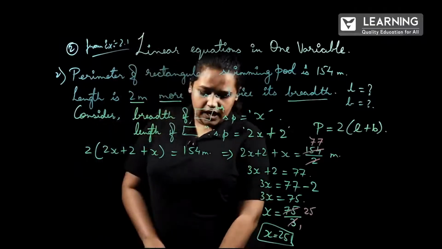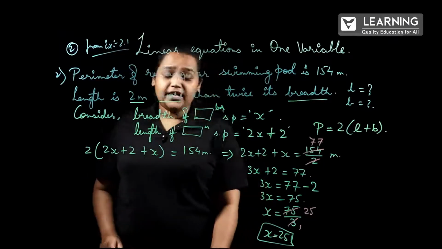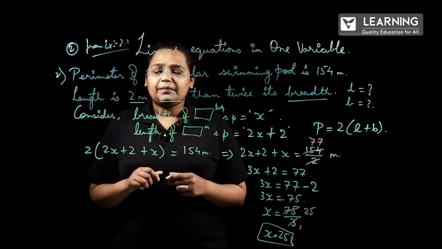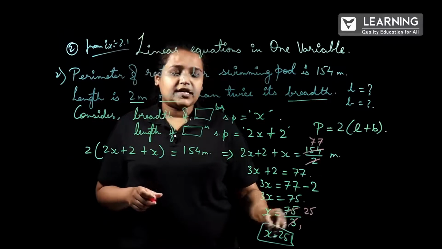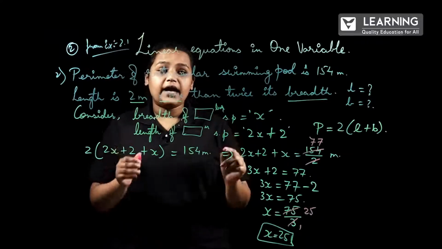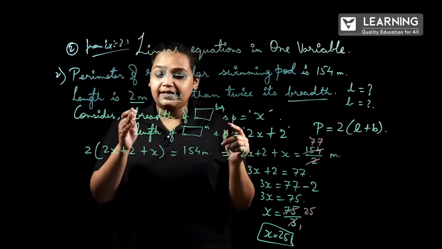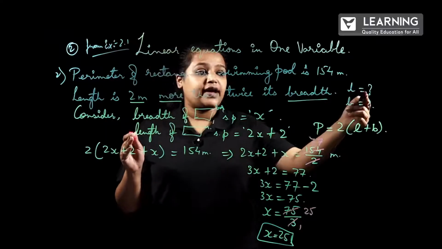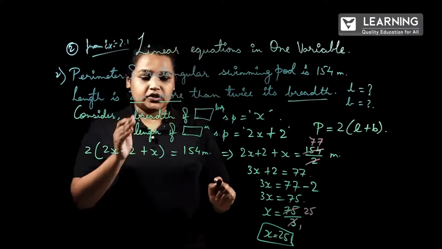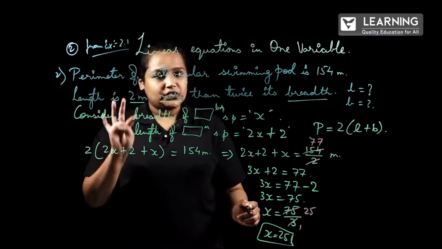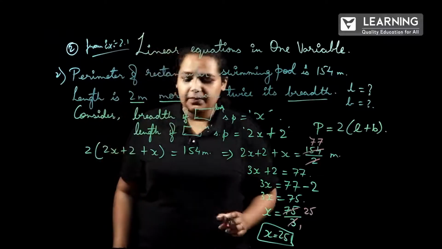Okay. Now we have found the value of x, that is 25. But we shouldn't stop our problem here. What did we consider for length and breadth? They have asked for the values of length and breadth. So now substitute the value of x into length and breadth, and that will complete our problem.